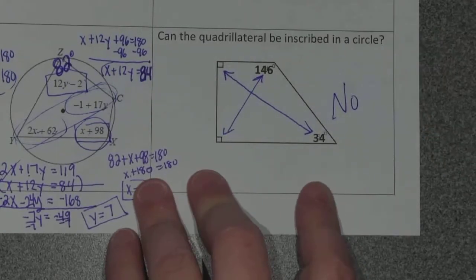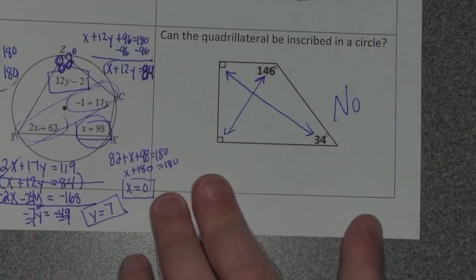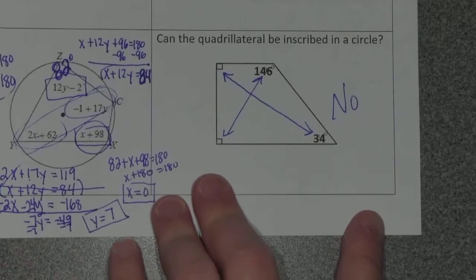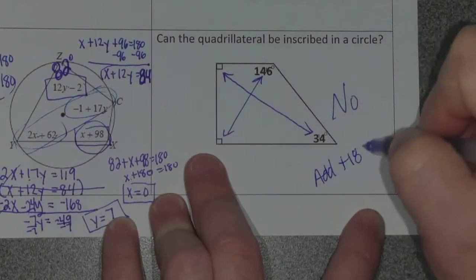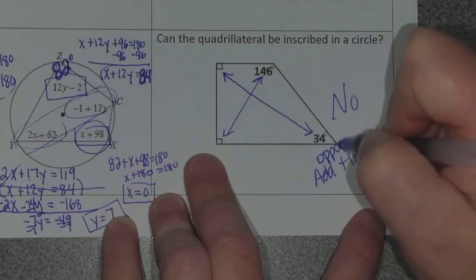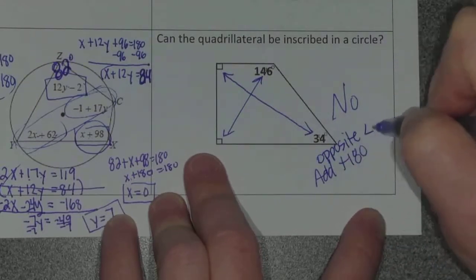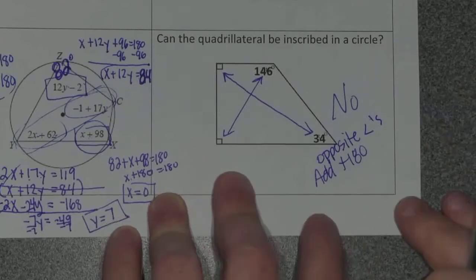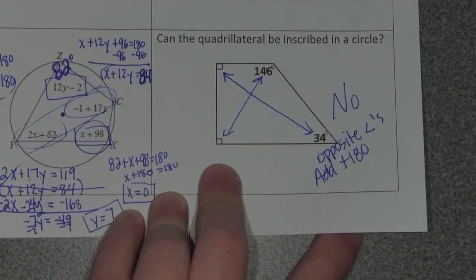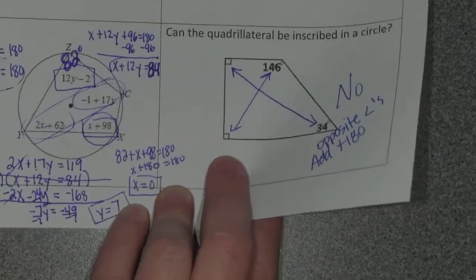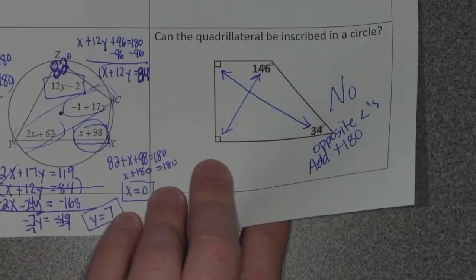No. So to figure out whether or not a quadrilateral can be inscribed in a circle, you're going to see if the opposite angles add to 180. If they do add to 180, then that quadrilateral will be able to be inscribed in a circle. If they don't add to 180, then it will not be able to be inscribed in a circle. Does that make sense to everybody?